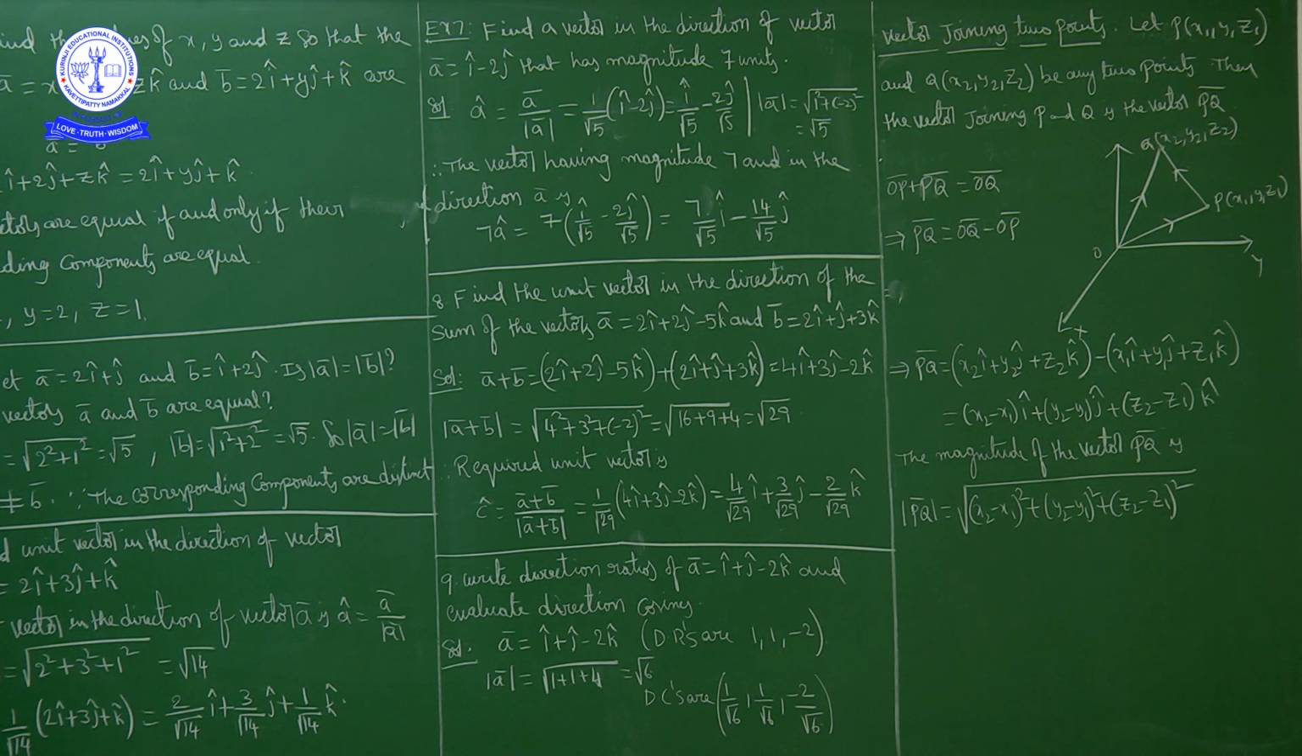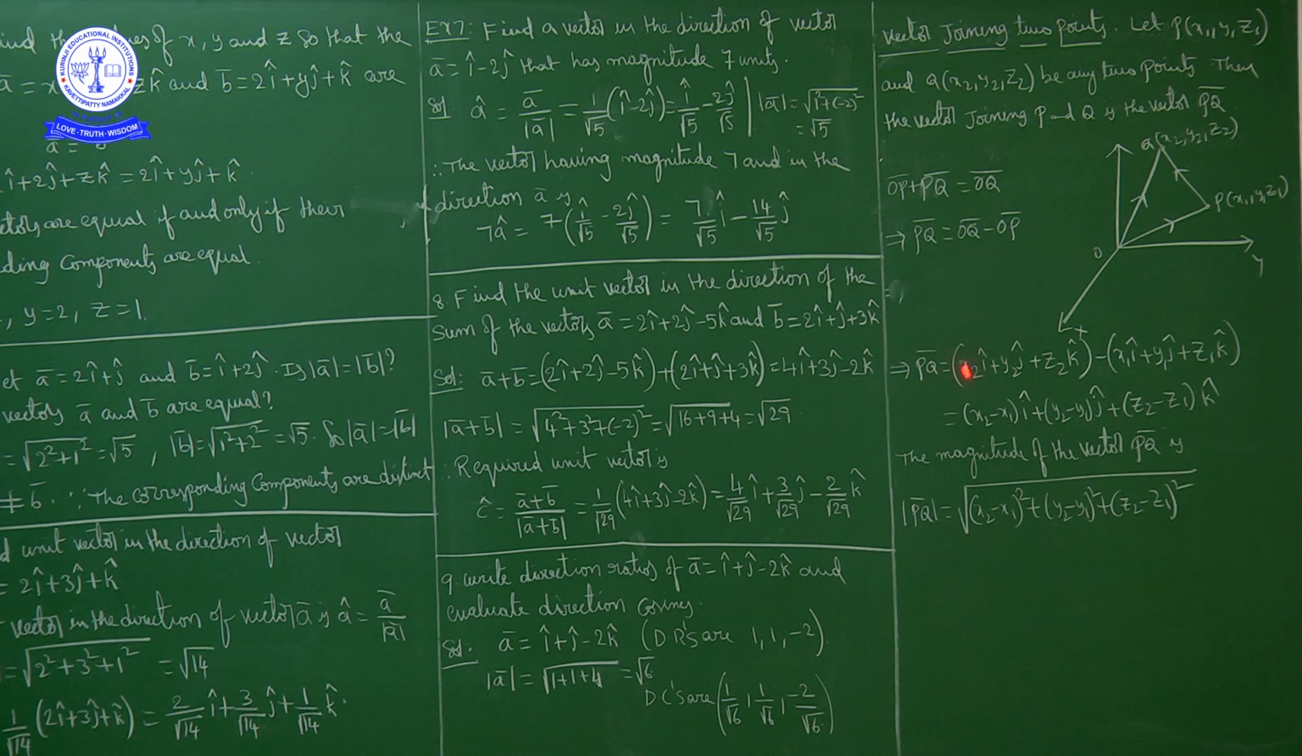Now how do we get PQ bar? OP bar is a position vector, OQ bar is a position vector. If you observe, OPQ is a triangle. By the triangle law of vector addition, OP bar plus PQ bar is equal to OQ bar. So PQ bar, taking OP bar to this side, is OQ bar minus OP bar.